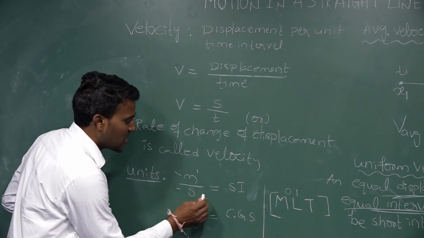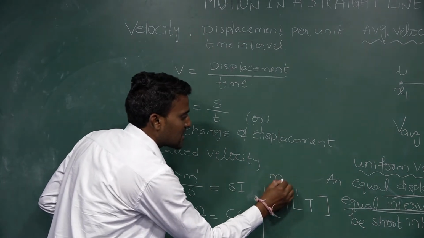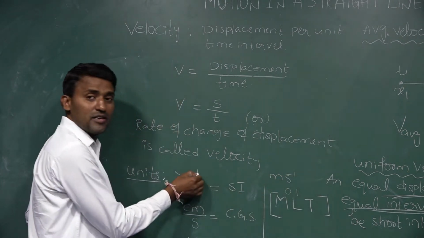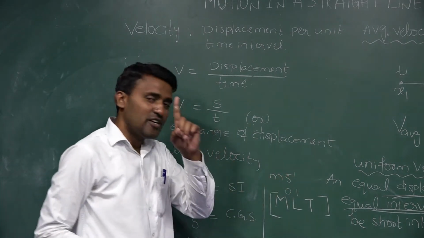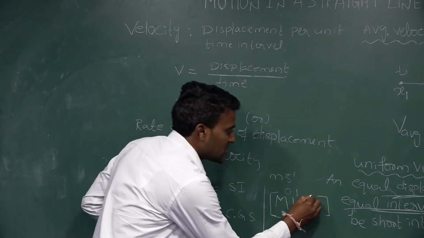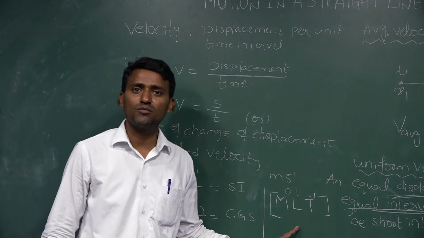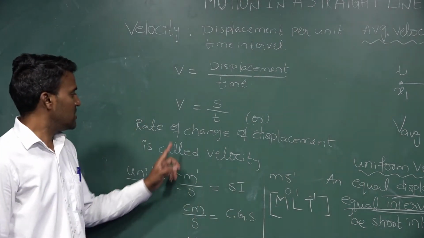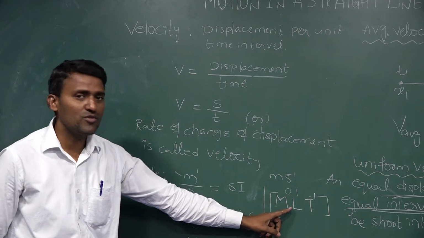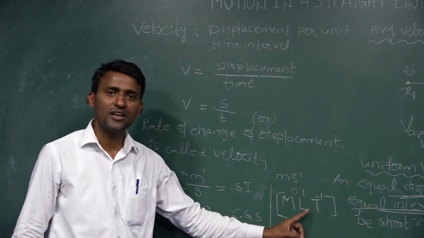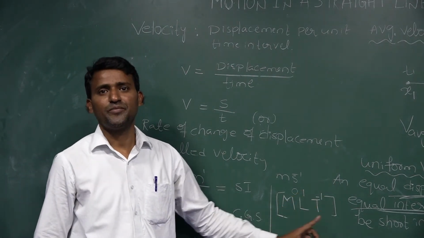Next one is second. So you can write this as meter per second, like this, s to the power of minus 1. So here time is involved, one time. So that we can write as T to the power of minus 1. This is the dimensional formula for the velocity: 0 in mass, 1 in length and minus 1 in time.